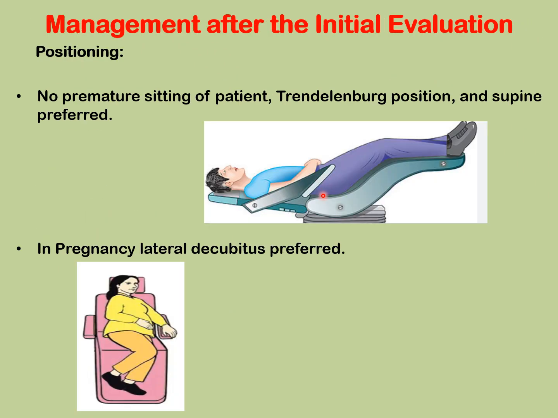Now coming to the management of syncope after the initial evaluation. First we focus on the positioning of the patient. First the tight clothes should be loosened and the patient is made to lie in the Trendelenburg position where the patient lies flat on their back but the legs are raised higher than the head. This helps blood flow return to the brain more quickly.